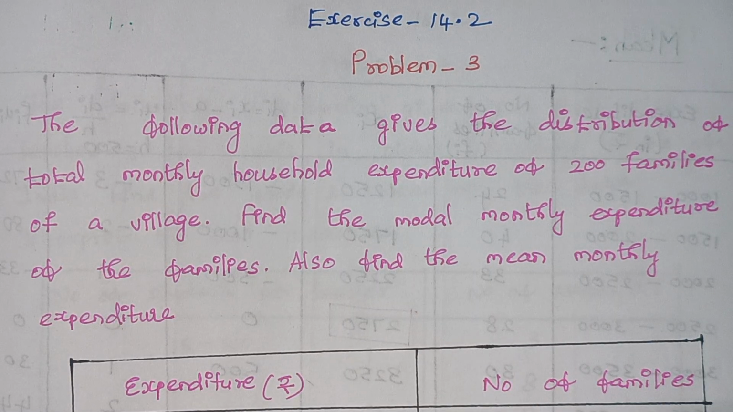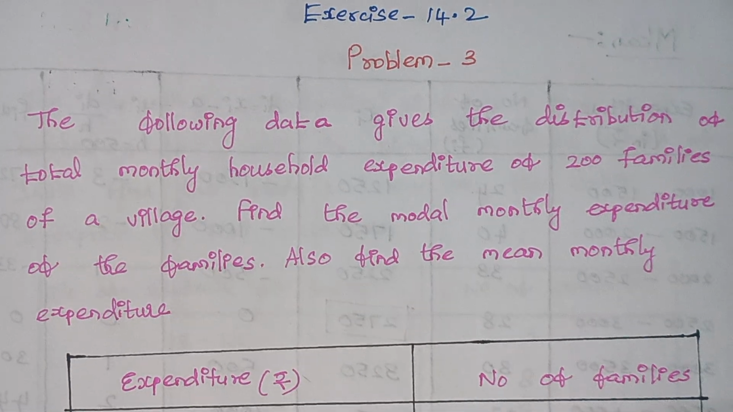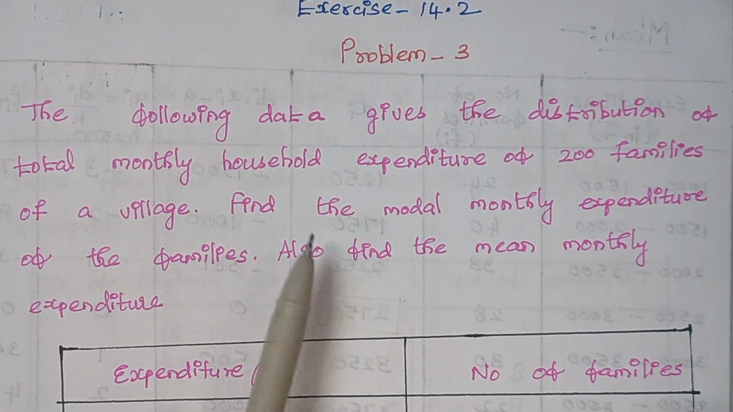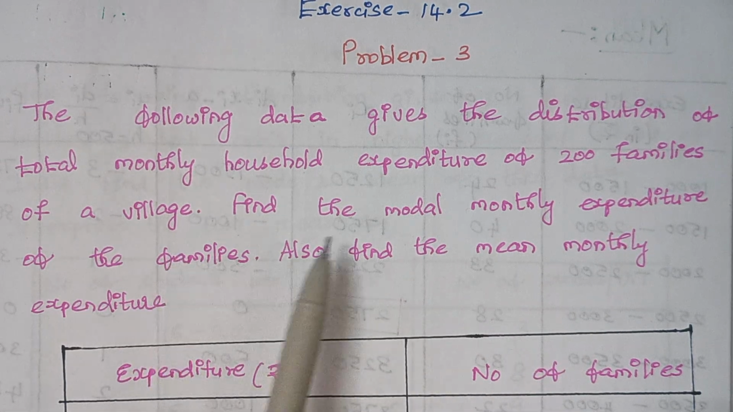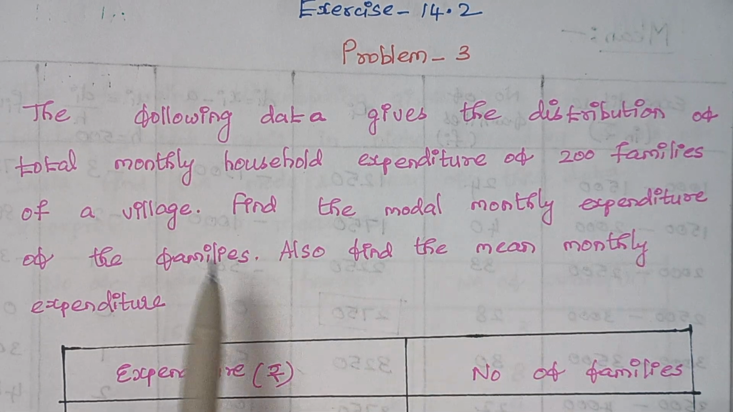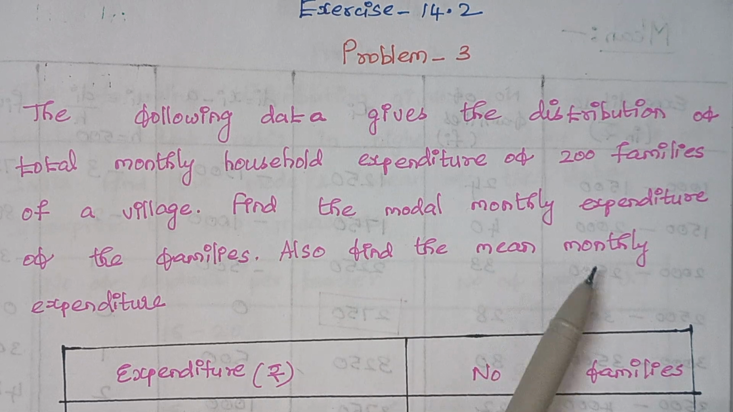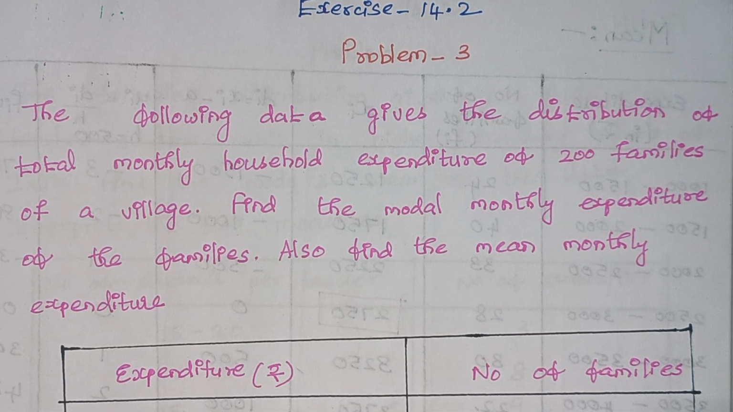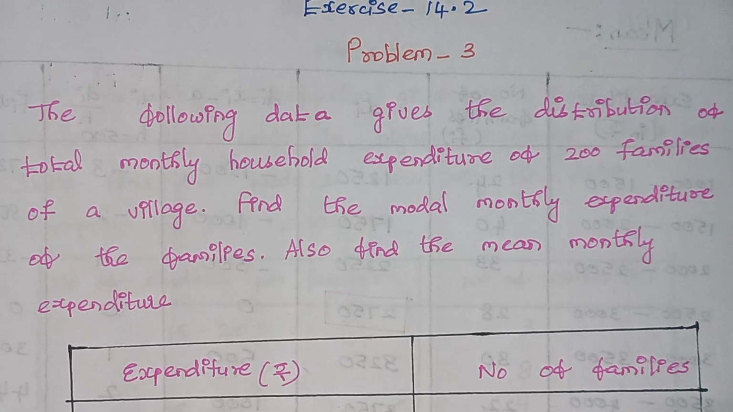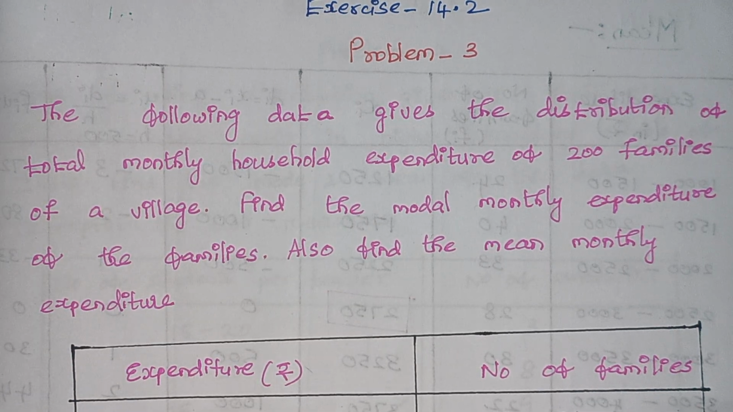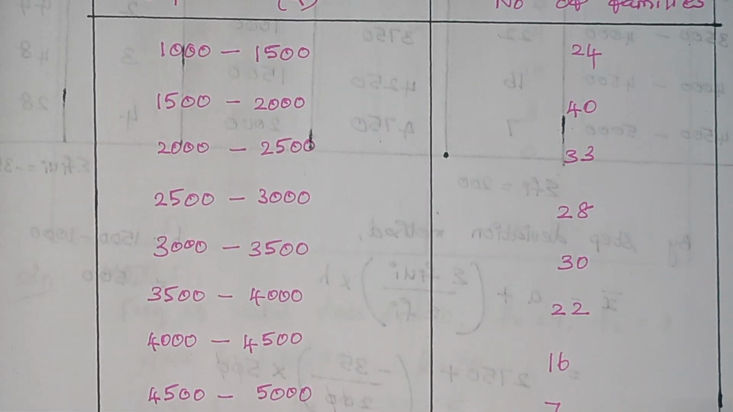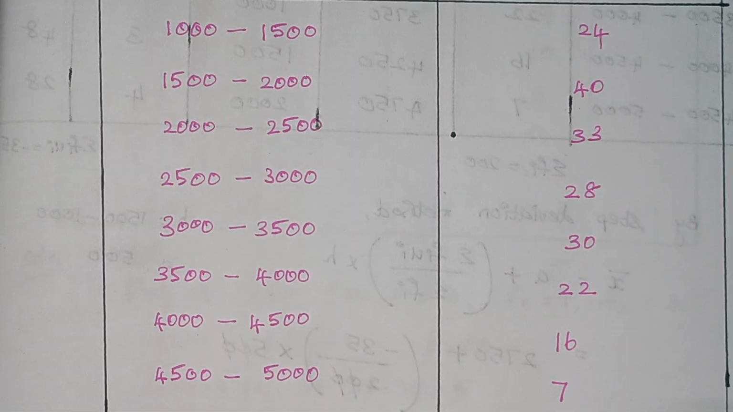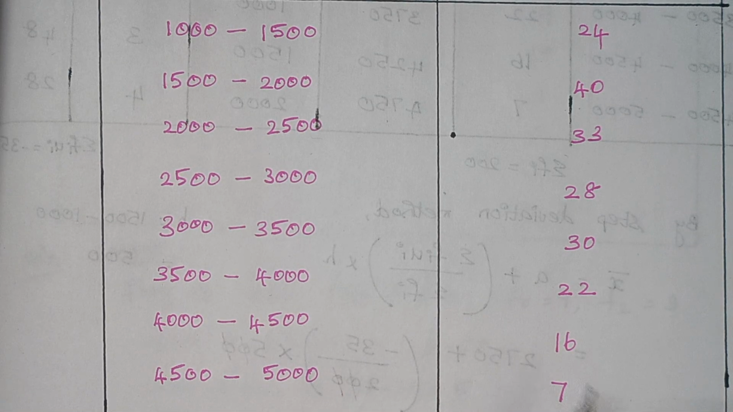So our next problem, problem 3. The following data gives the distribution of total monthly household expenditure of 200 families of a village. So find the modal monthly expenditure of the families. Also find the mean monthly expenditure. So in this problem again we have to calculate both the mode and mean. So this is the given tabulation. So again, fine, you can see all the values. Yes. So here you have to calculate the mode.